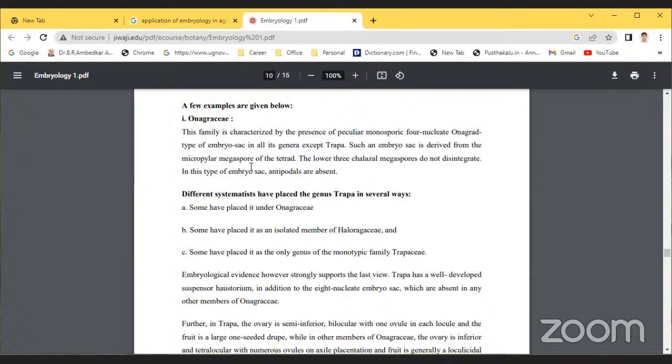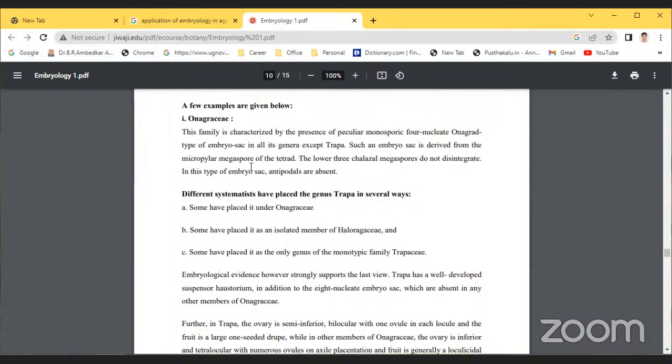And also you observe page number 294, table 19, the features of Trapa and Onagraceae. Here also there are some differences in the characters. Pollen grains: pyramidal with six-fold meridional colpi, bluntly triangular. The ovary is semi-inferior, bilocular with a single pendulous ovule in each chamber, while the other is inferior, mostly tetralocular, with many ovules per chamber and axile placentation.